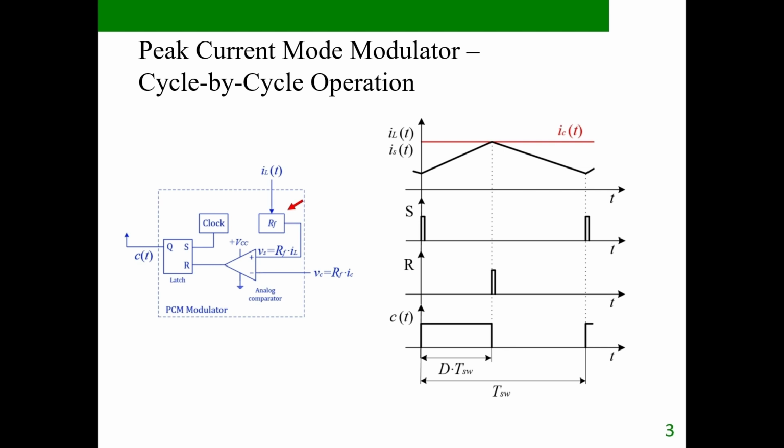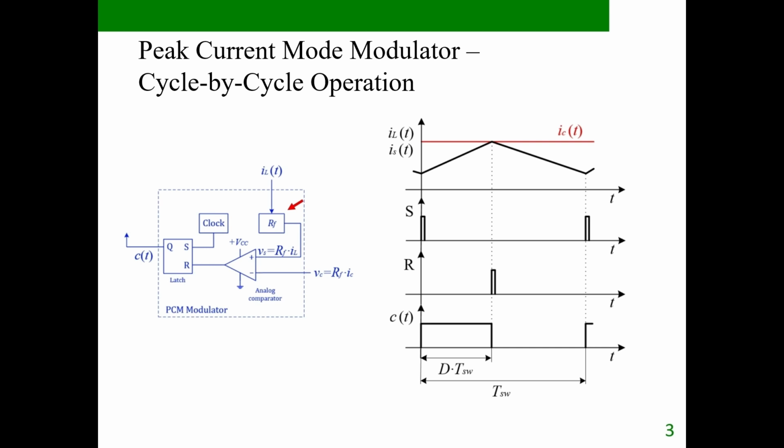If 1 amp flows through the shunt, the voltage drop is only 10 millivolts. Such a small voltage is often not sufficient, especially in digital control systems, due to noise and ADC resolution limitations. This is why we typically add an amplifier. If the amplifier has a gain of 20, the sensed voltage becomes 200 millivolts. In this case, the equivalent sensing resistance RF is 0.2 ohm.